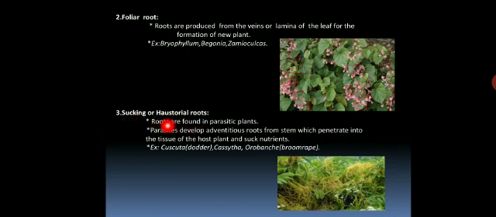You already studied this in 10th standard. A parasite has the capacity to suck everything from the host plant. That plant has the capacity to produce roots. That type of root is called sucking root or haustorial root. These roots are found in parasitic plants. For example Cuscuta, Viscum, and some plants like Santalum album. These come under the parasitic plants.